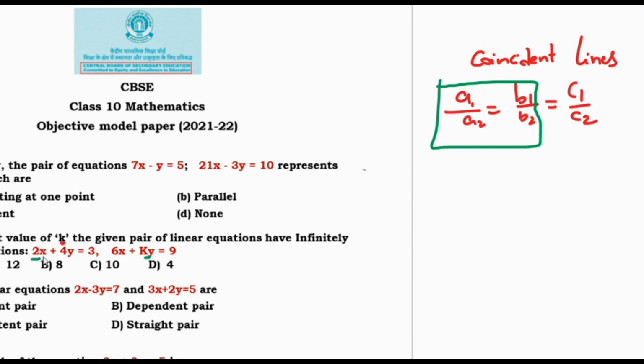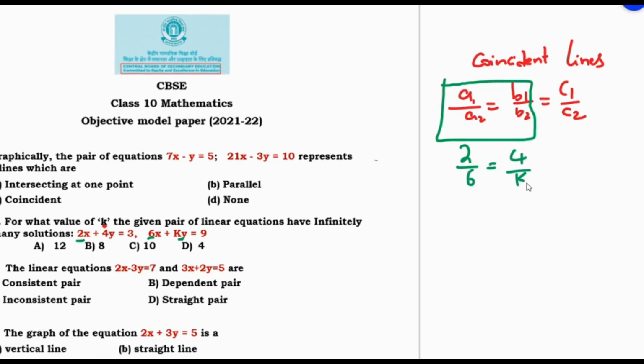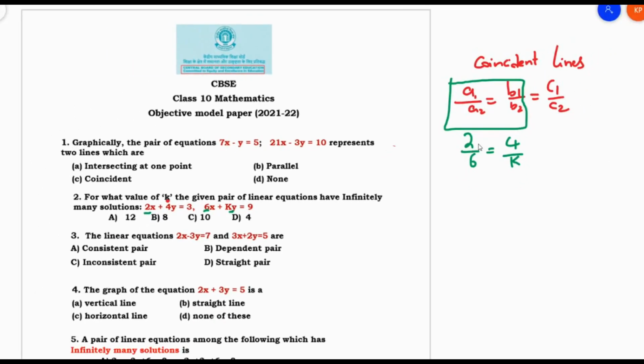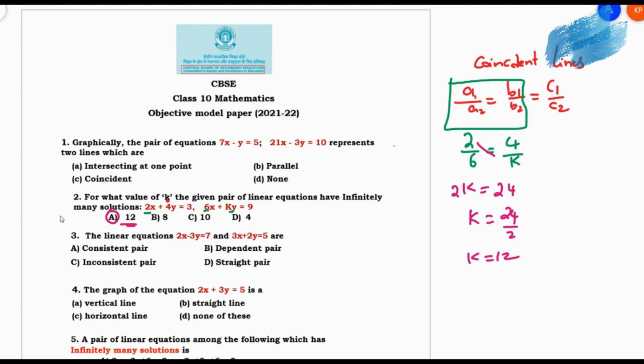So a1 by a2 is 2 by 6 and b1 by b2 is 4 by k. When we compare the two ratios, we have to do the cross multiplication. 2 times k is 2k and 6 times 4 is 24. 2k is equal to 24, k will become 24 by 2, which is nothing but 12. So the correct option for this question is 12, option A.